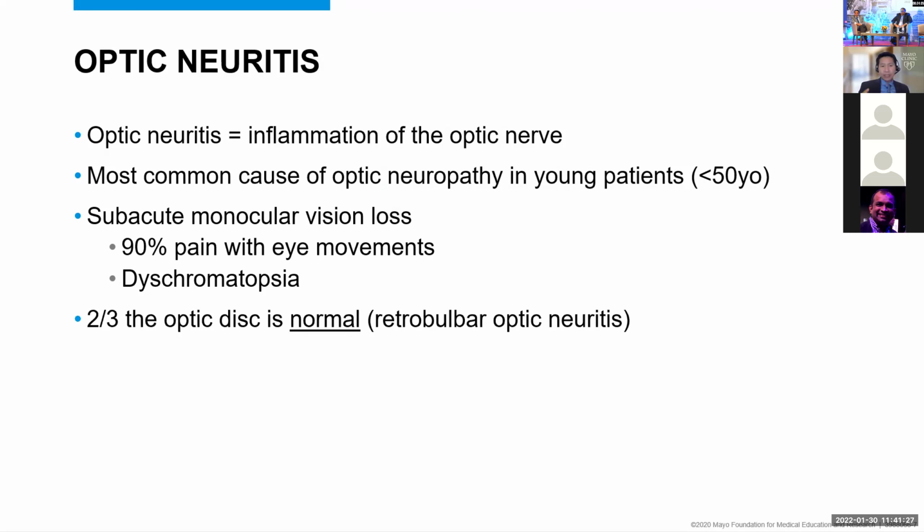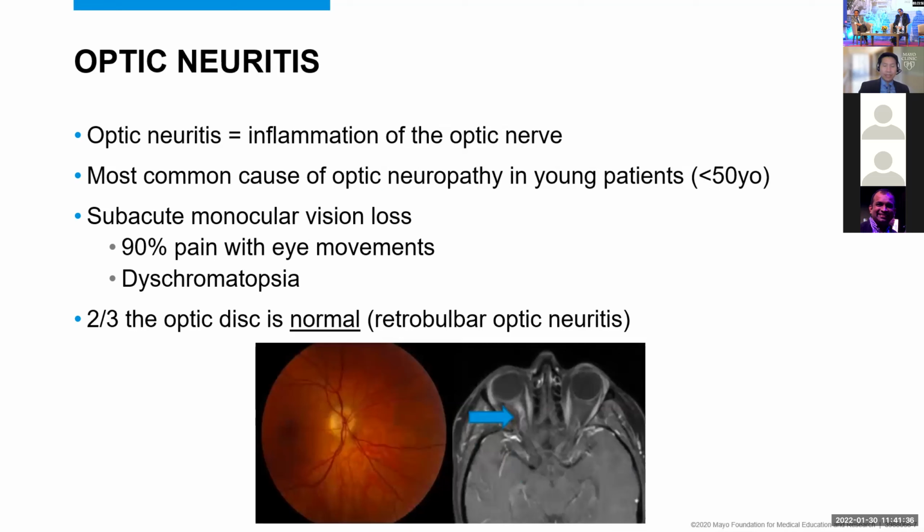And when we look in as ophthalmologists, two-thirds of the time the optic nerve is actually normal because it's a retrobulbar optic neuritis. And if there is disc edema, it's typically mild, similar to this patient here with this grade 1 disc edema, because usually the inflammation is more retrobulbar. And that's important. That's for typical optic neuritis. We're going to talk about some atypical causes of optic neuritis where you have more profound disc edema.